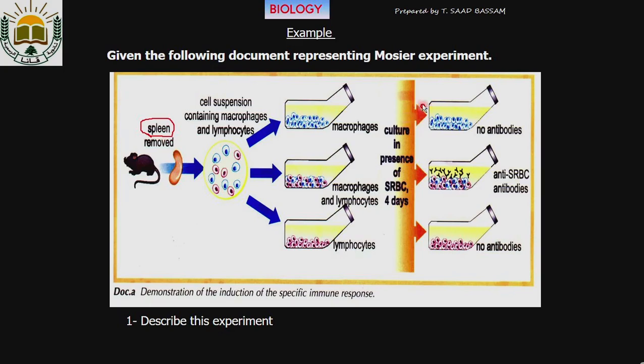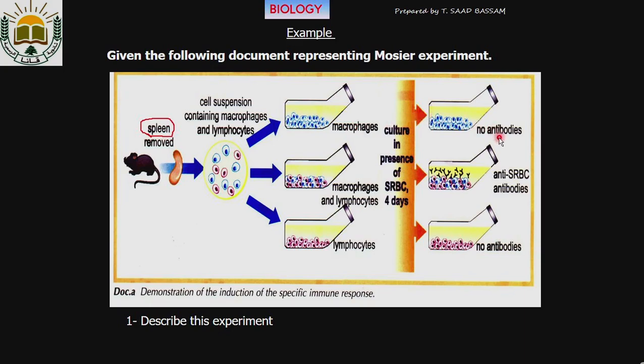What is the meaning of this arrow? This arrow, no antibodies. This arrow, anti-SRBC antibodies. This arrow, no. What is this? Excellent. The result. Very good. So it is the result.